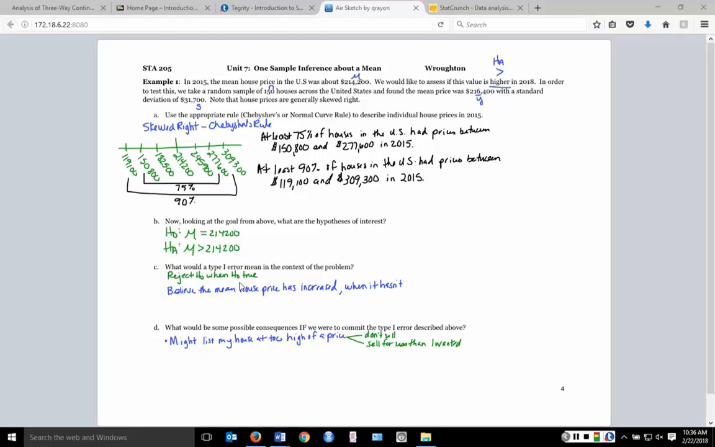You could come up with some others as well. Like maybe if you were someone buying, you might not think you can afford a house now, or you think prices are higher than they were before. You might not think you can afford a house. But that's another example of a consequence.